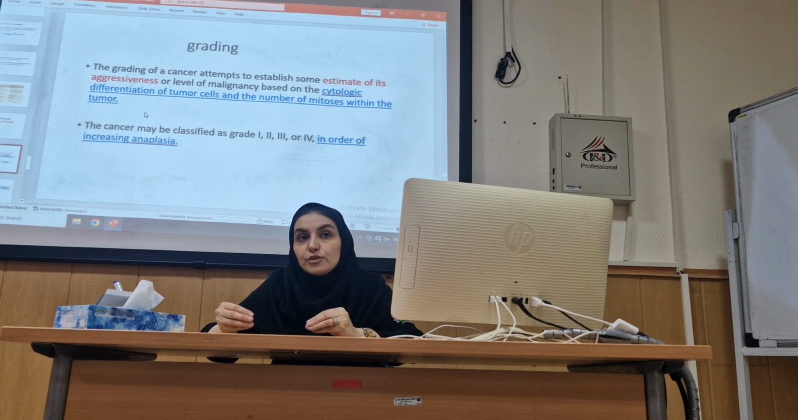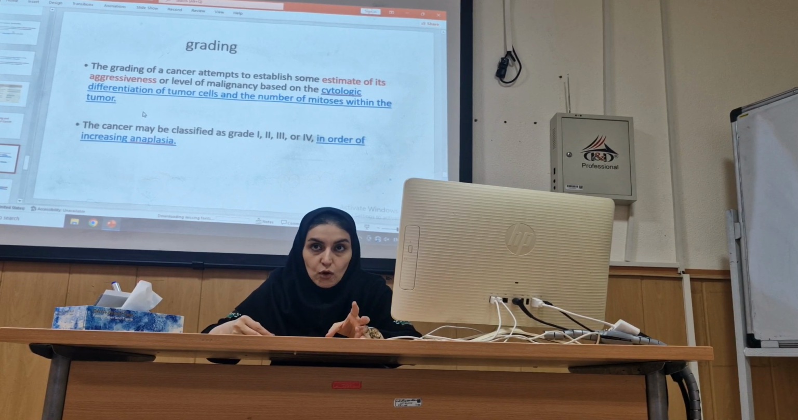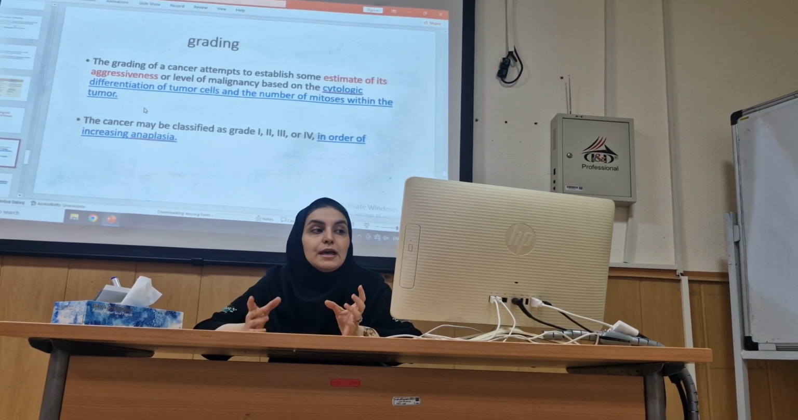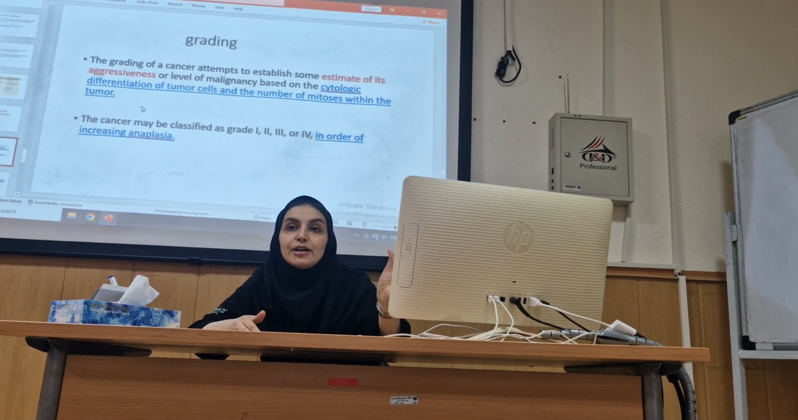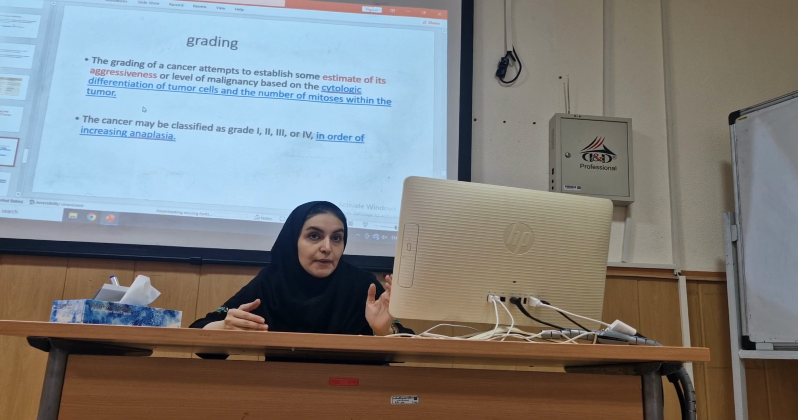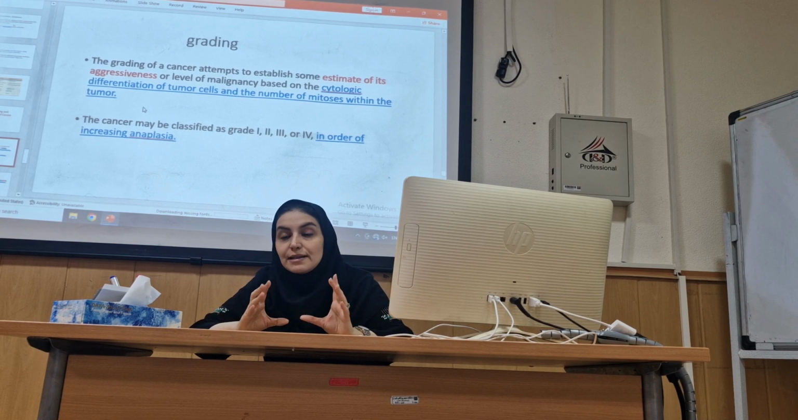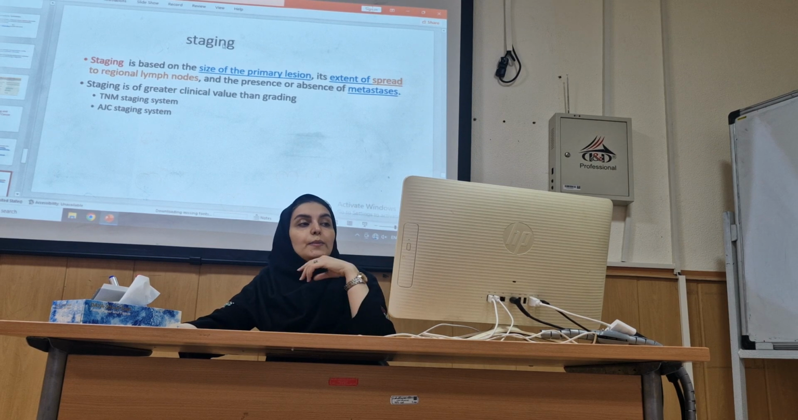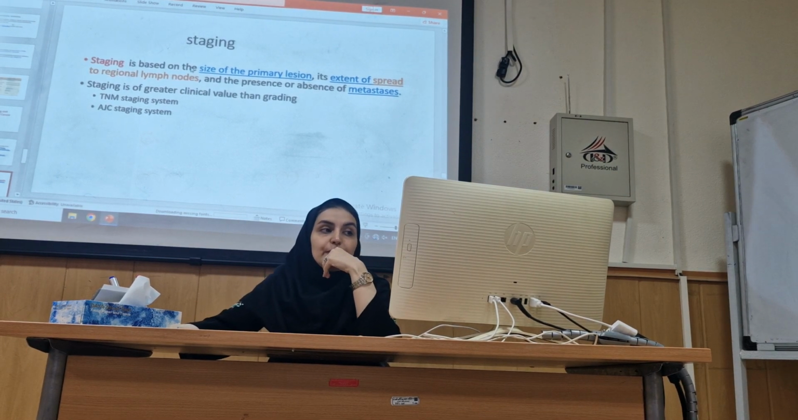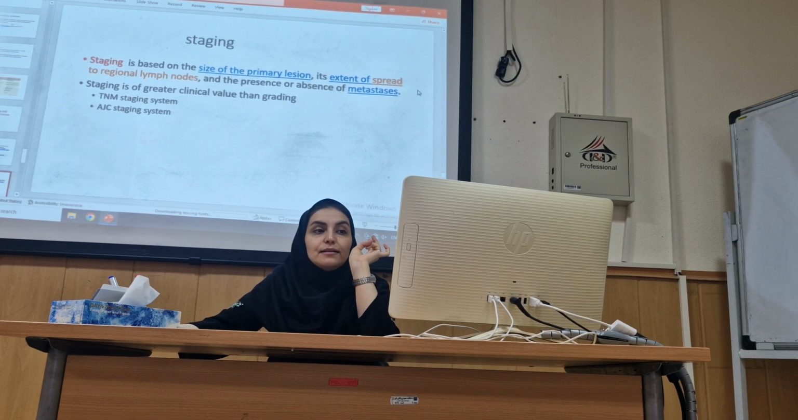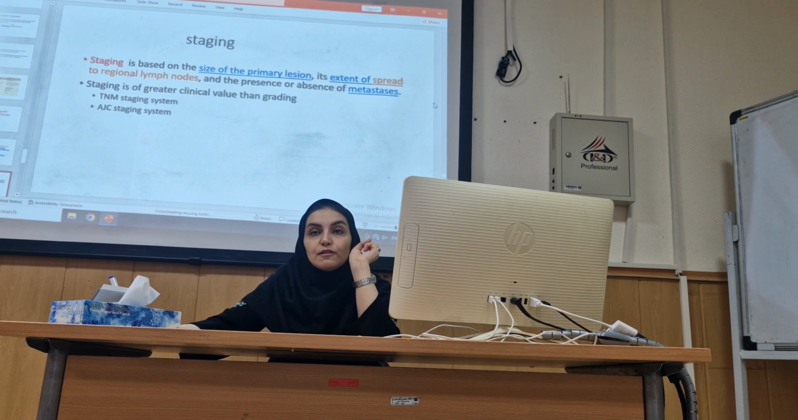For example, the chemotherapy for a squamous cell carcinoma is different from chemotherapy for adenocarcinoma or lymphoma. So this differentiation and grading of tumors is very important for treatment and for exact and correct diagnosis. Now about staging. Staging is based on the size of primary lesion, extent of spread to regional lymph node, and presence or absence of metastasis.